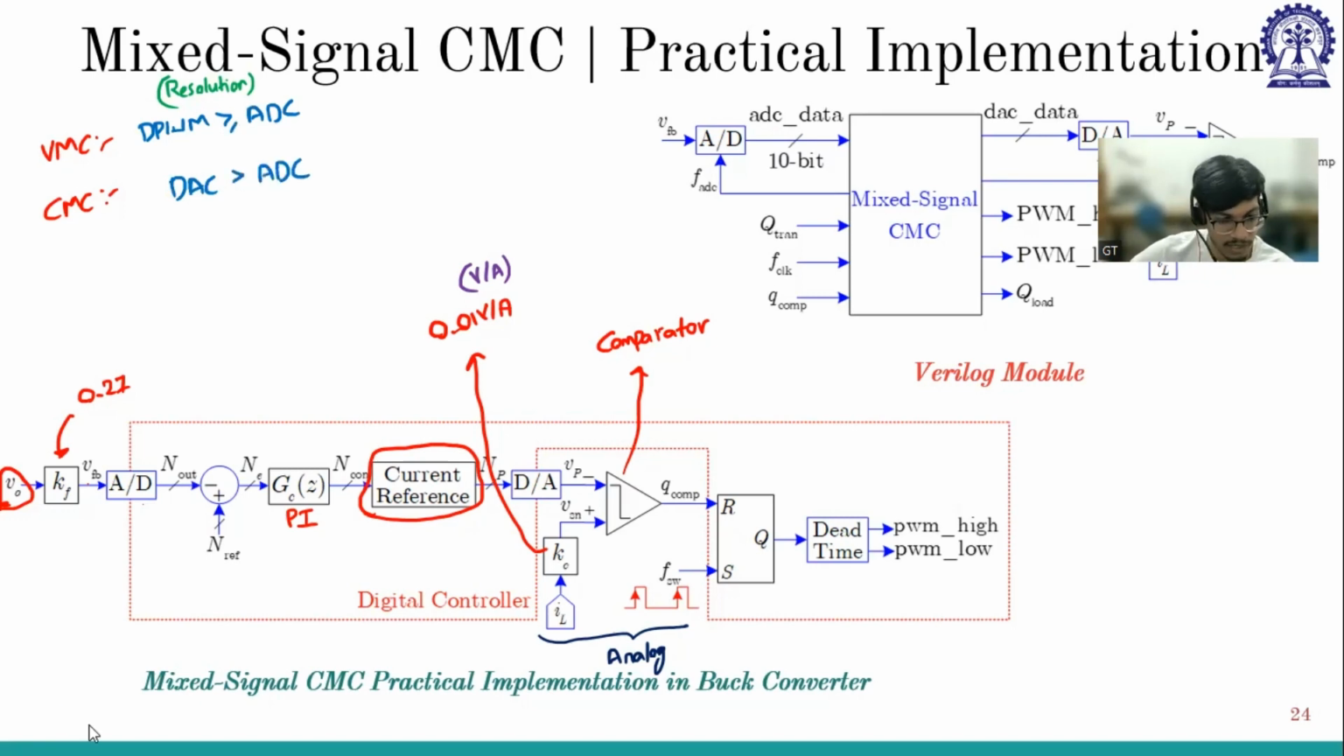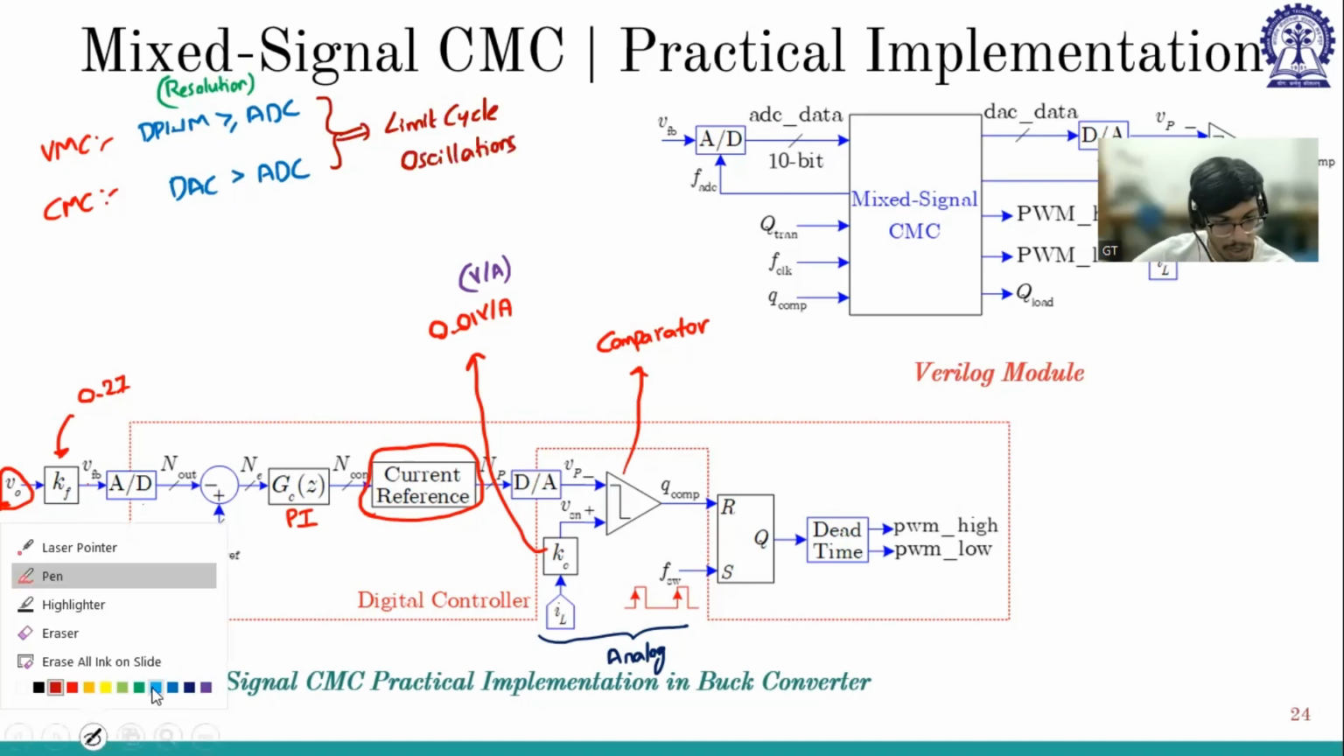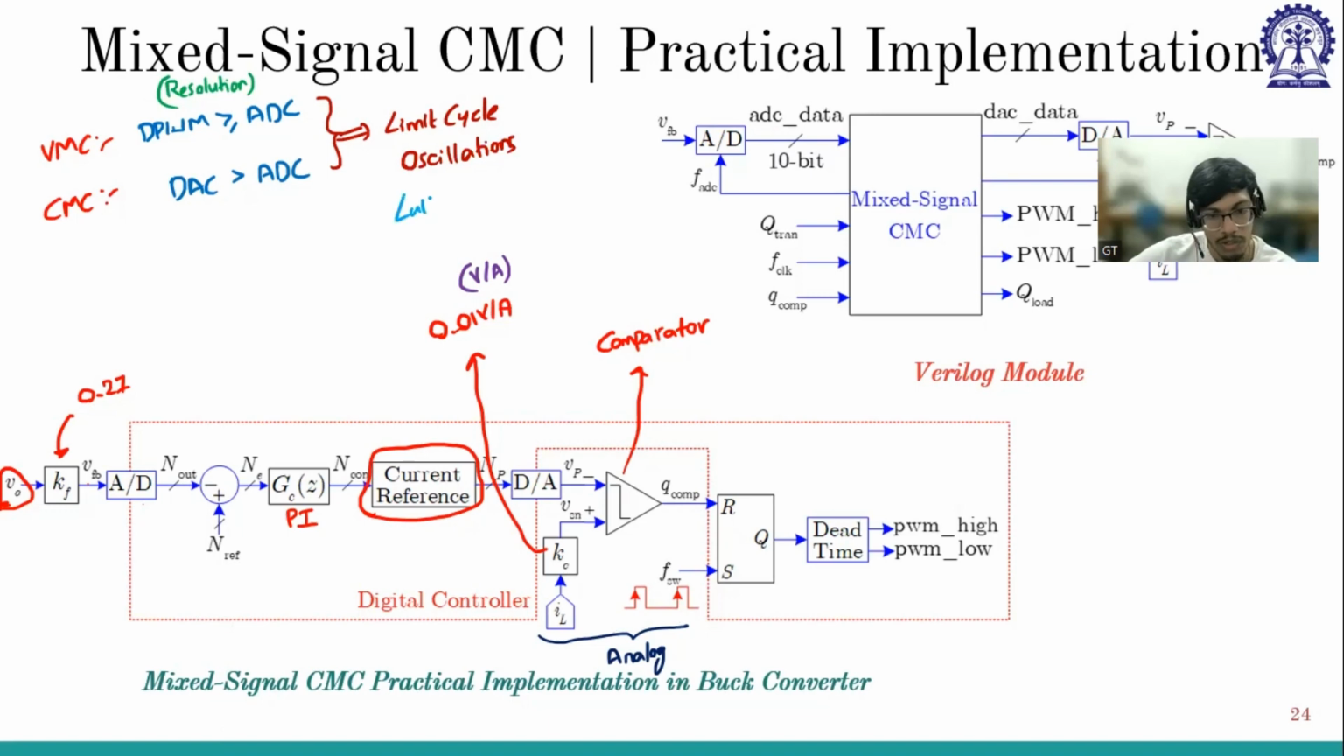What happens if this is not followed? It might lead to something called limit cycle oscillations. The details are mentioned in the Luca Corradini book on digital control. The name of the book was mentioned in the earlier lecture video. The reason is explained there, which we are not discussing in the course, but we are letting you know that this has to be obeyed, else this might lead to limit cycle oscillation.